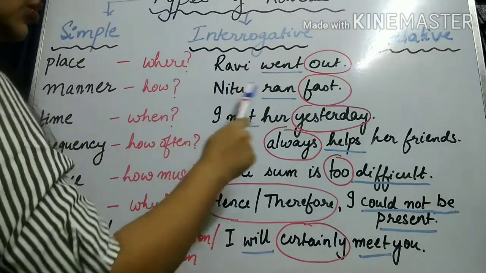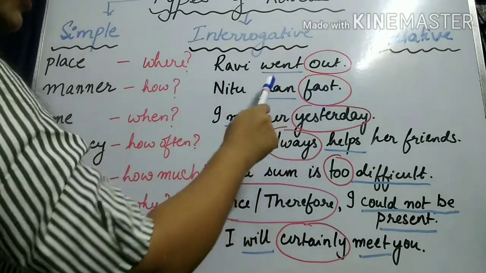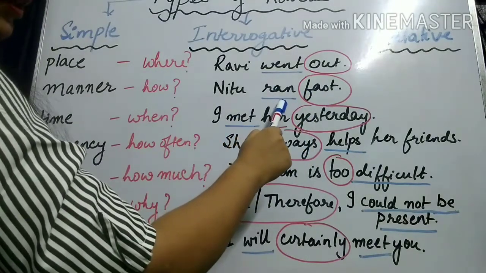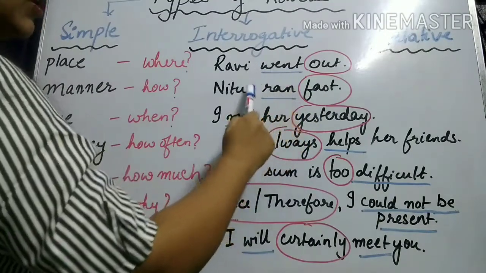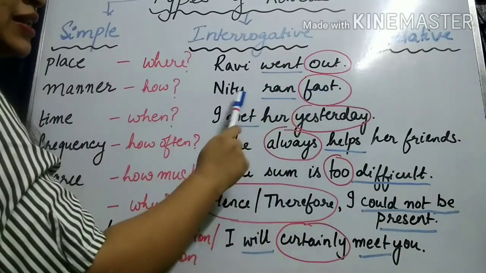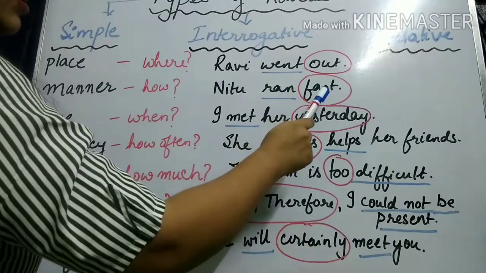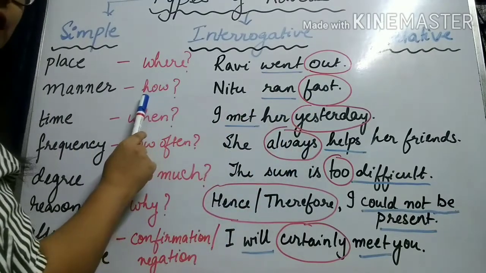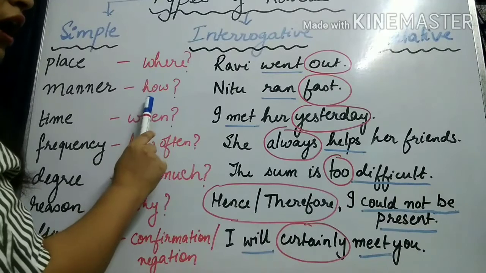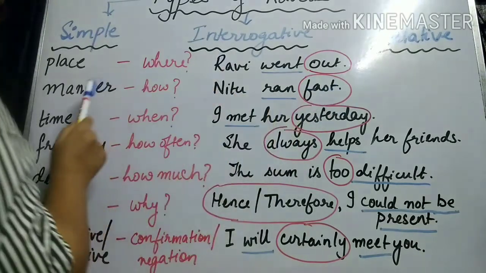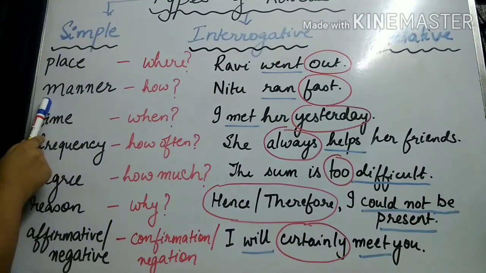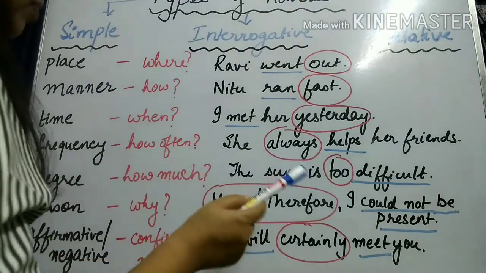Similarly, Neetu ran fast. So ran is the verb here, and the word fast is modifying the verb ran. It tells us how Neetu ran. So the question asked over here is how. How did Neetu run? And she ran fast. Hence, fast is an adverb of manner.